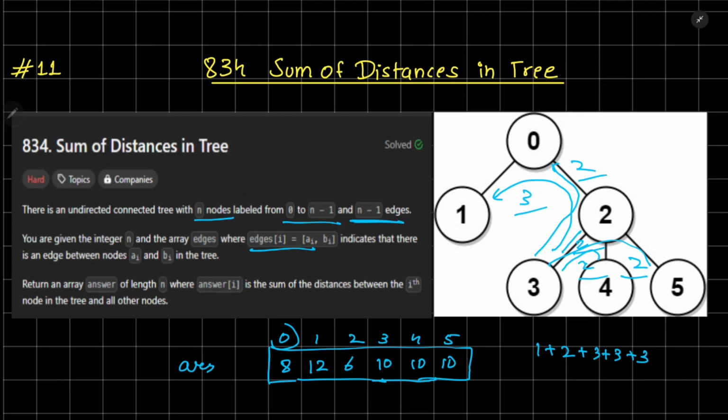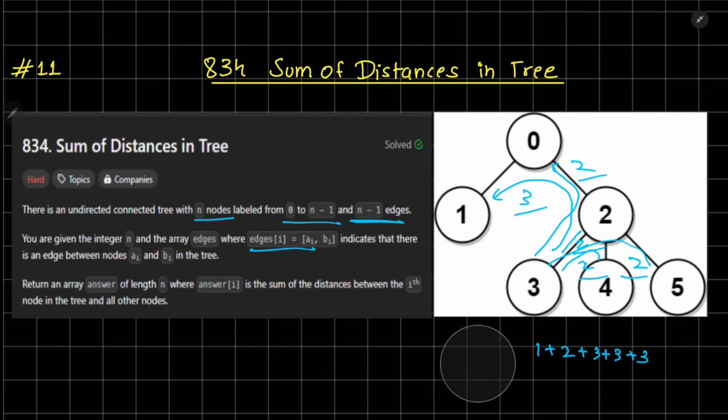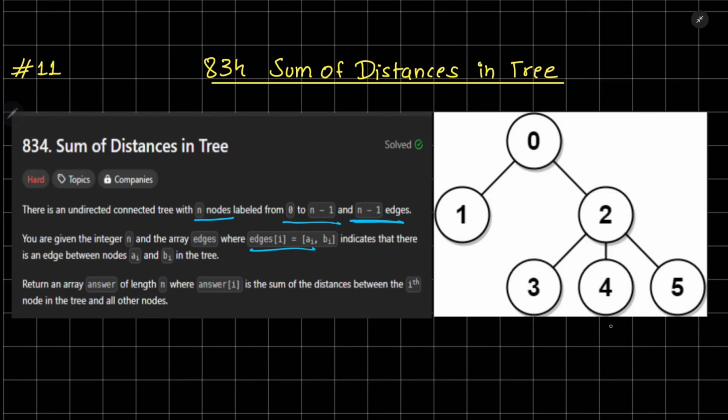Now I hope that you have understood this problem. The way I was thinking of solving this problem was by BFS on each node. This is a naive approach. I know that calling BFS on each node will give us quadratic time complexity, which will cross the constraints of this problem, as n is given as something multiplied by 10 to the power 4. So n squared will be around 10 to the power 8, which will cross the time limit of 1 second.